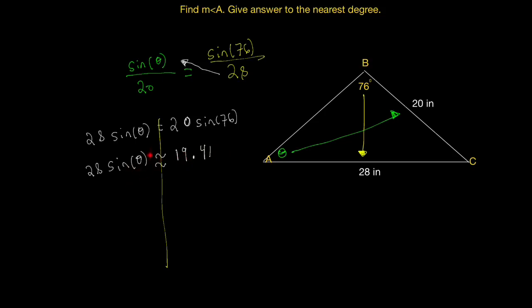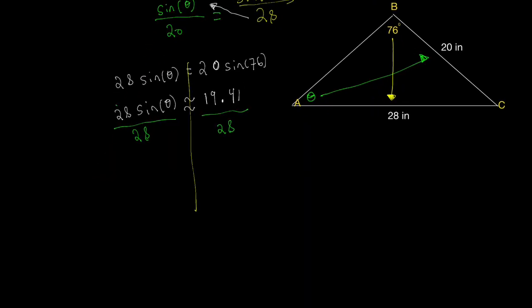So now the objective is to isolate theta, and if I want to achieve that, I first have to get rid of this 28. So I'm going to divide by 28 on the left, and whatever I do to the left, I have to do on the right. So 28 over 28, that's just 1. So we get 1 times sine of theta, and that's going to be approximately equal to 0.69. So 19.41 over 28 is approximately 0.69.